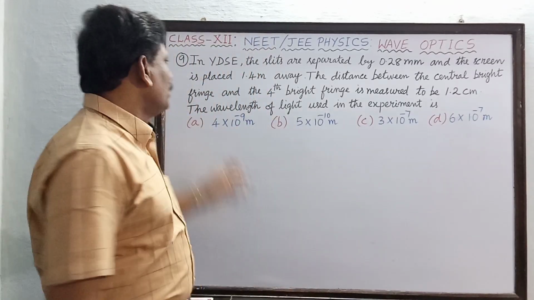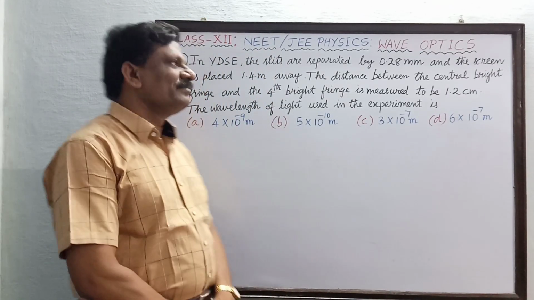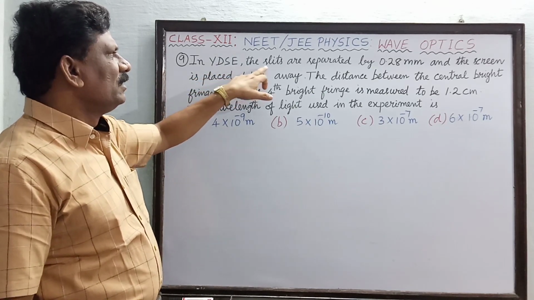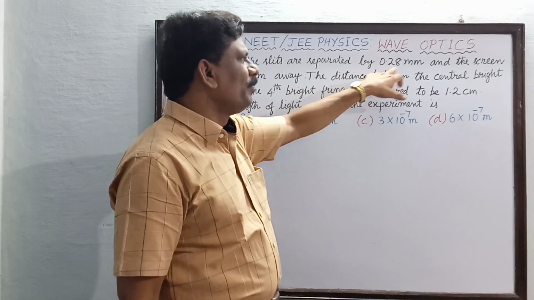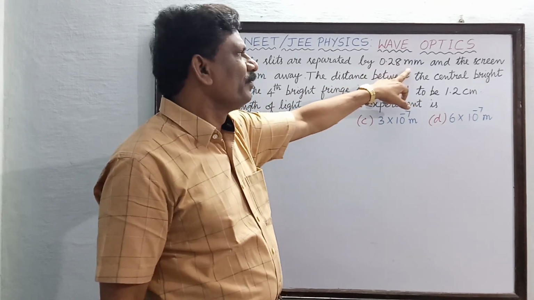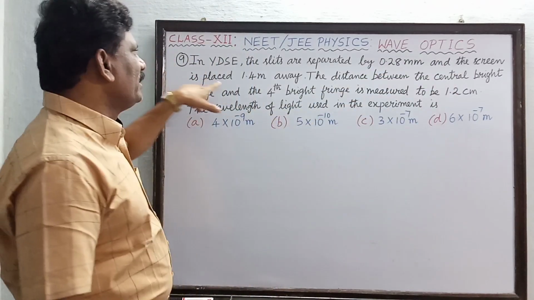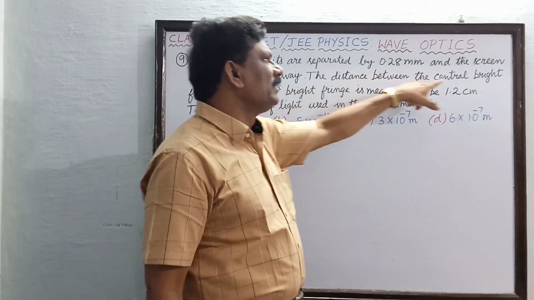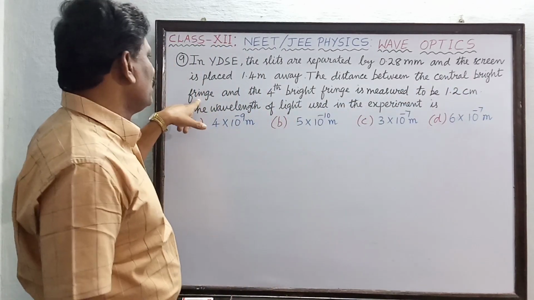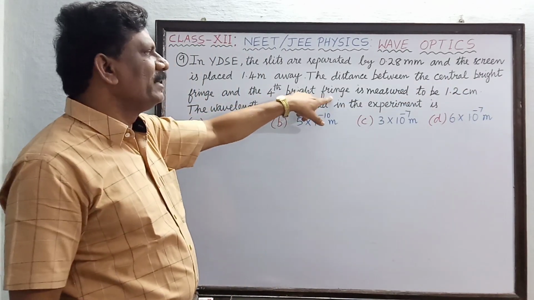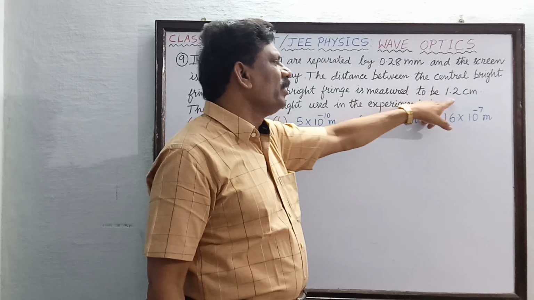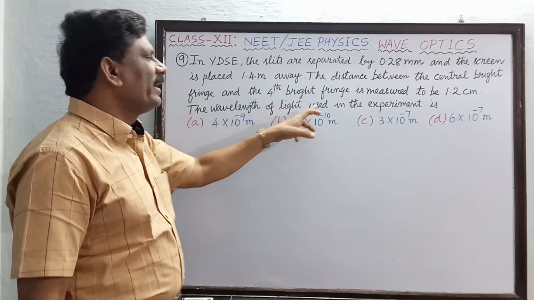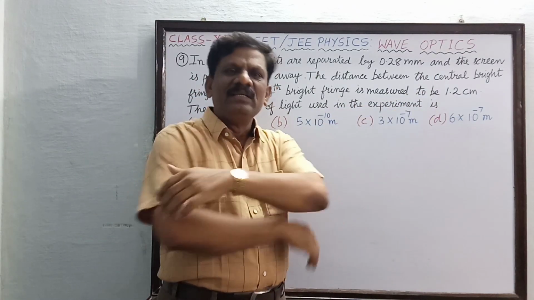Hi students, problem number 9. In Young's double slit experiment, the slits are separated by 0.28 millimeter and the screen is placed 1.4 meter away. The distance between the central bright fringe and the fourth bright fringe is measured to be 1.2 centimeter. The wavelength of light used in this experiment has to be determined.